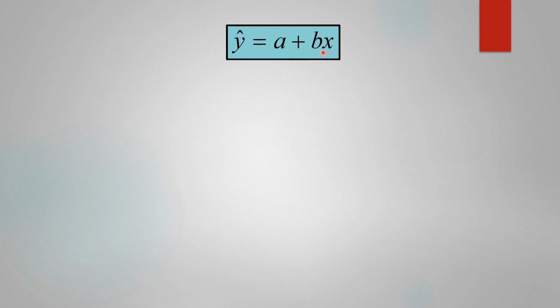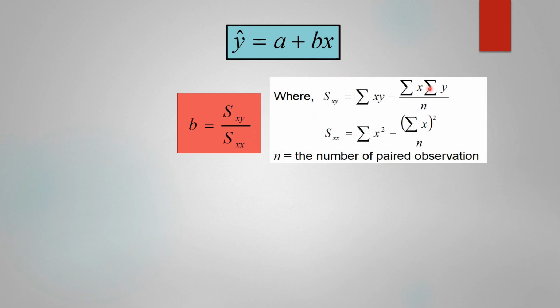Next, we need to determine the value of a and b. So this is the formula for b. b equals Sxy divided by Sxx. Let's recall what the formulas for Sxy and Sxx are. The formulas are here. Please remember, n is the number of paired observations.